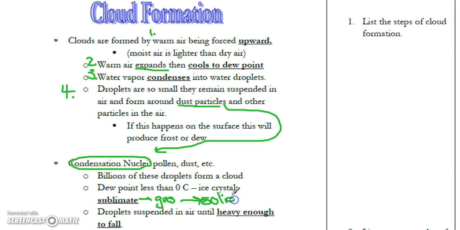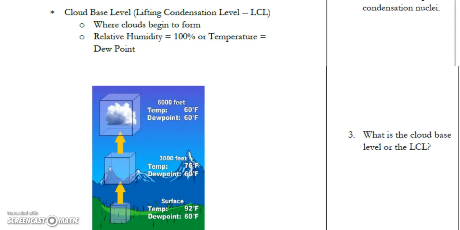Okay. Now, these droplets will be suspended in the air until they're heavy enough to fall. So that's a really big thing there. Heavy enough to fall means that now we're going to have precipitation. Okay? So there's something called the cloud base level, also could be called the lifting condensation level, or the LCL. This is where clouds begin to form. So this is really important.